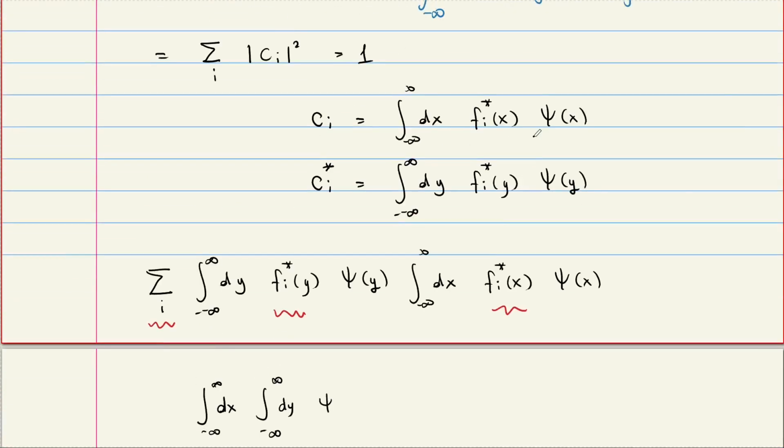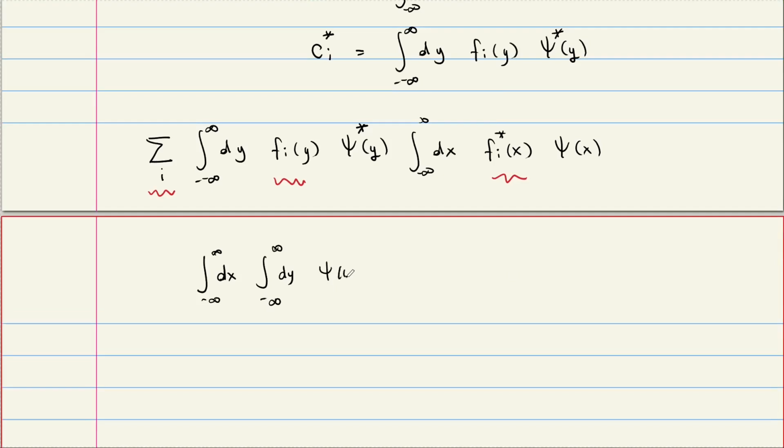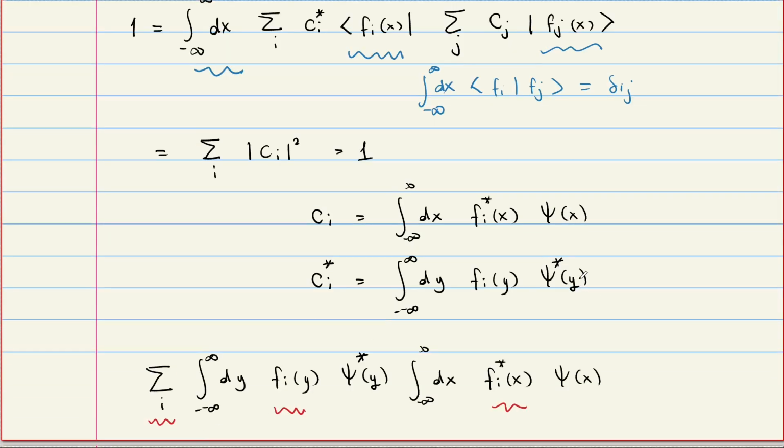I think one of them is psi star, right? I wrote the complex conjugation here, but I forgot to write it here. So this one is star. I think this one is not, right? Yeah, I think it's good now. So this is psi of y star, psi of x, and this is the sum over all i, f_i star of x, f_i of y. And what was this equal to? This is equal to the sum over all c_i squared, and we know this is equal to 1.